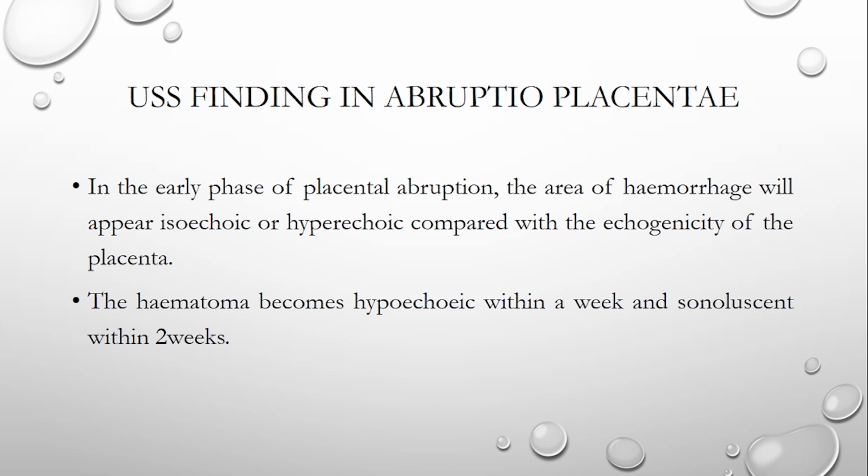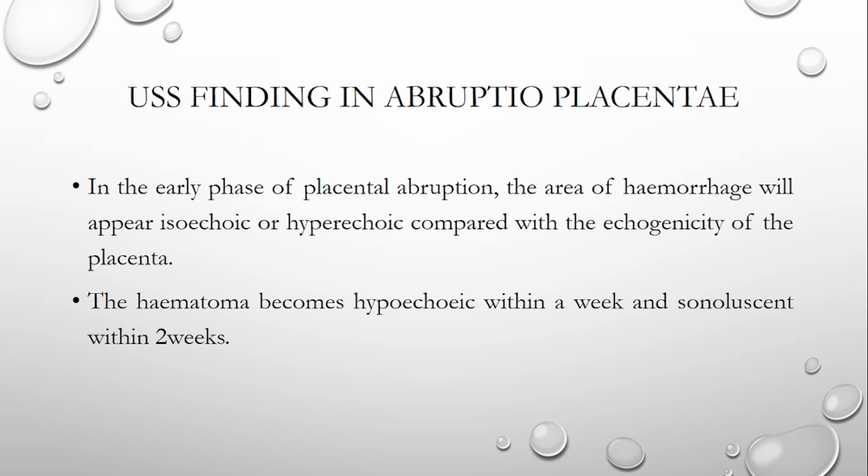Ultrasound findings in abruptio placenta. In the early phase of placental abruption, the area of hemorrhage will appear isoechoic or hyperechoic compared with the echogenicity of the placenta.